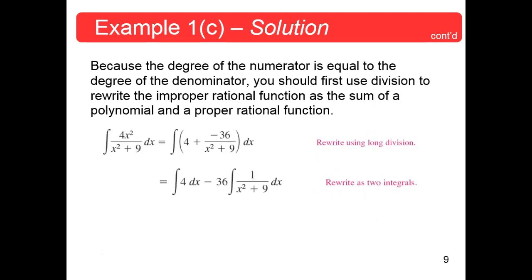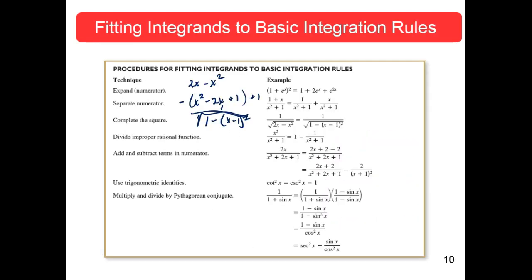So there's an art even to using a table. You think, oh, well, I'll just look it up on the table. No, you got to get in the same form as the table. And that's what this is doing. This gets it into 1 over the square root of a squared minus u squared. And then go from there.